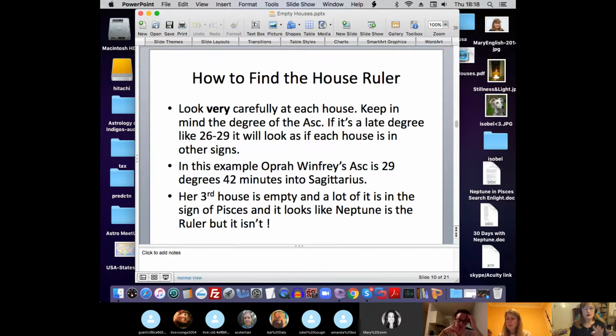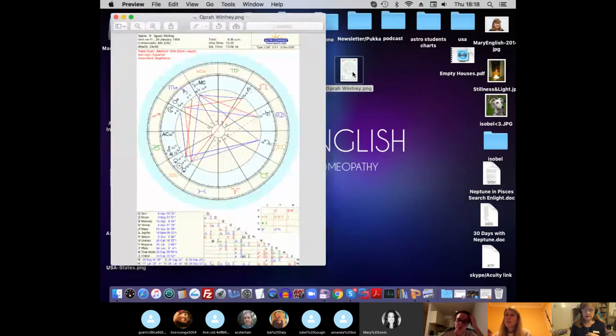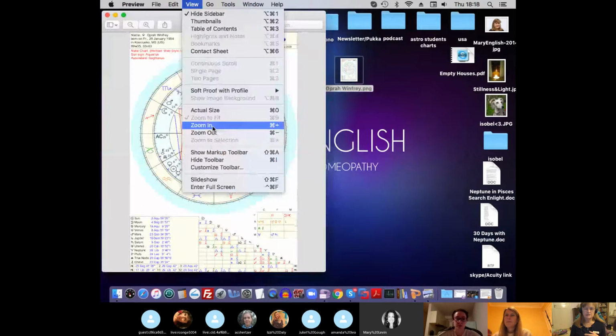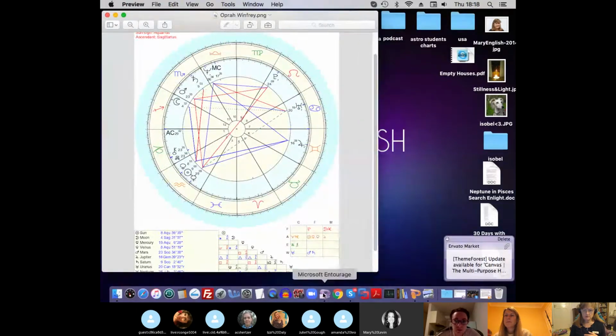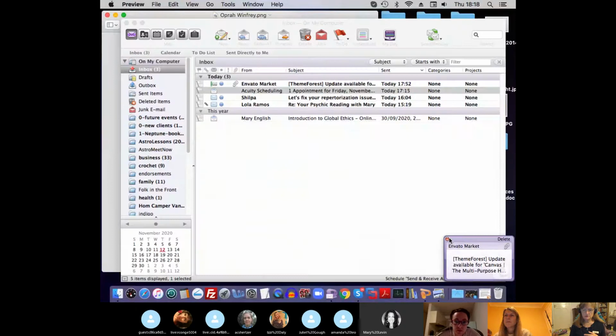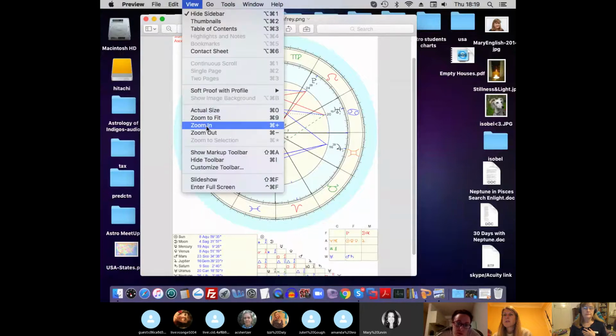I'm going to just move this down so I can show you her chart, because it's actually in the PowerPoint, but it's more difficult to see. So I'm going to zoom in, and we'll have to zoom in quite a bit. Oh, I better turn my emails off. I think I don't need that. Now then, I think everything else is off. Let's close that again. Thank you. Now then, so this is Oprah's chart.